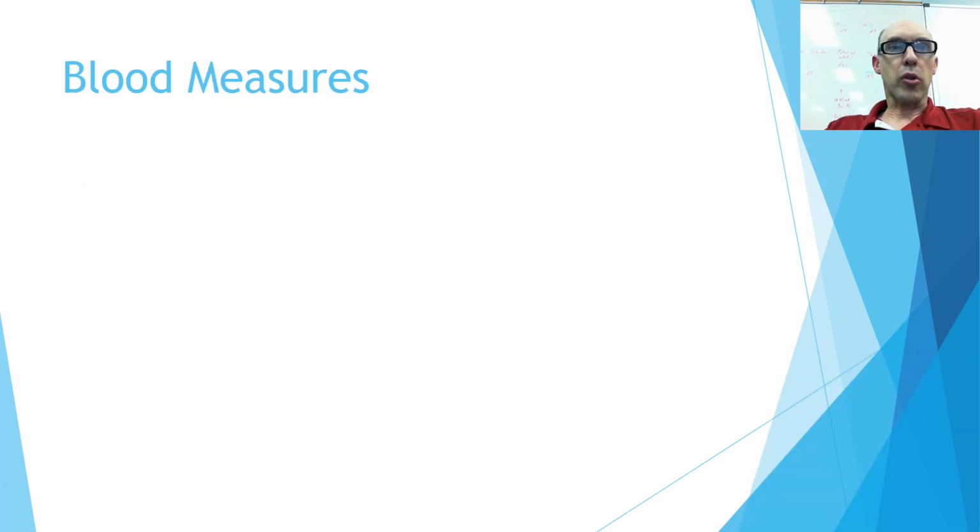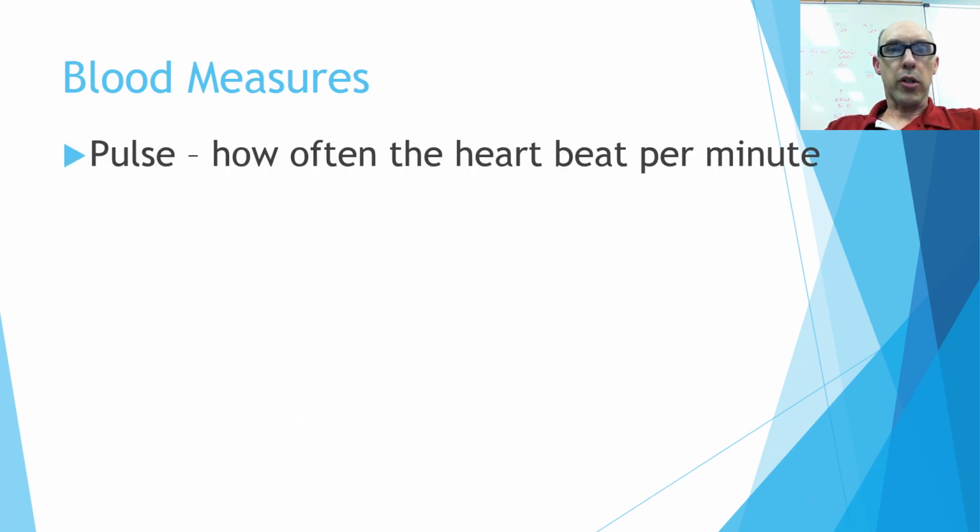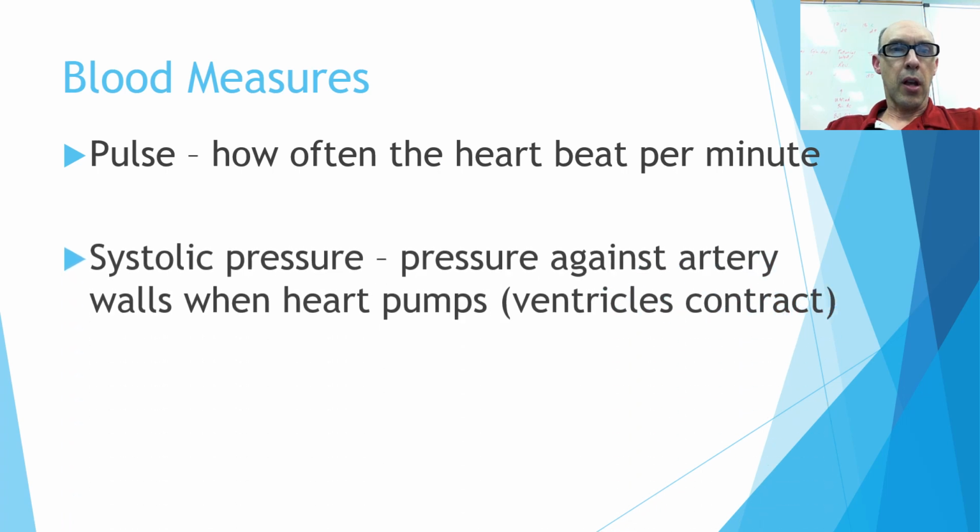So some measures regarding our blood. 3 common measures. The first one is the pulse, which is how often the heart beats. We report it per minute. We usually don't time it for a full minute. What we normally do is 10 or 15 seconds and then we multiply. You're going to need calculators or your phone to do that tomorrow in class.